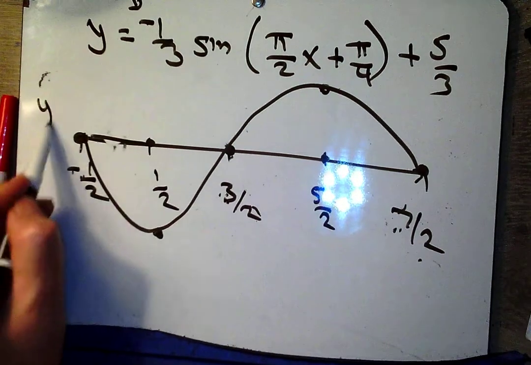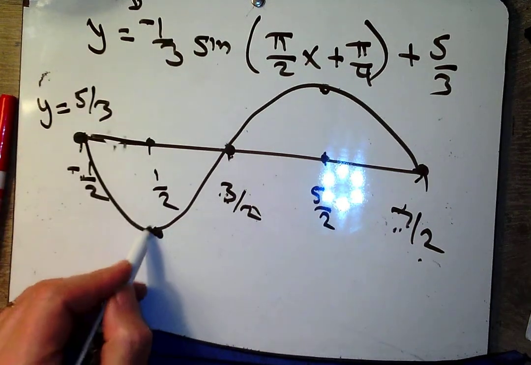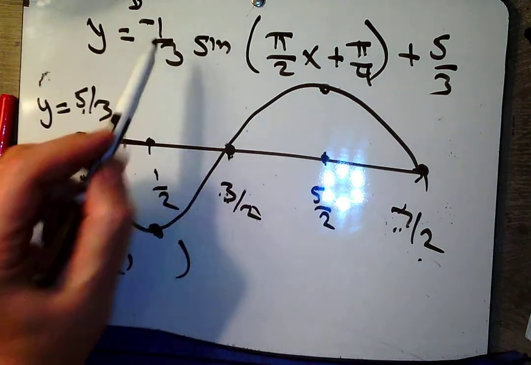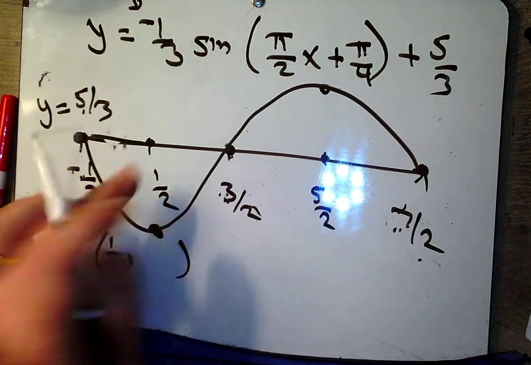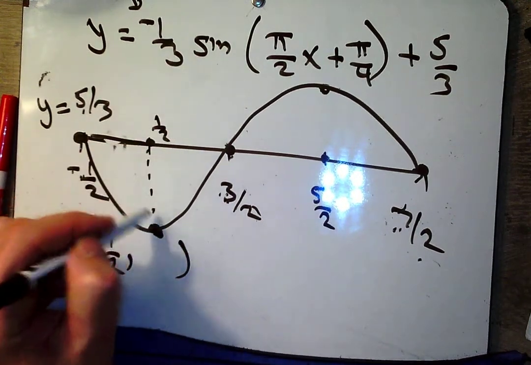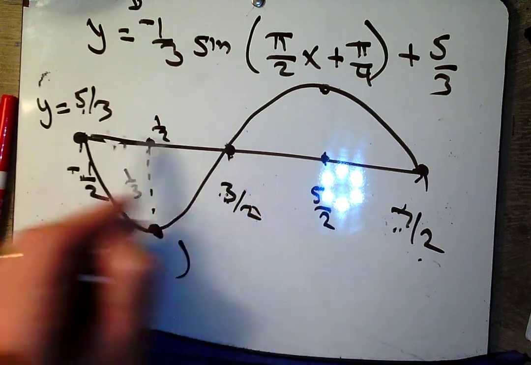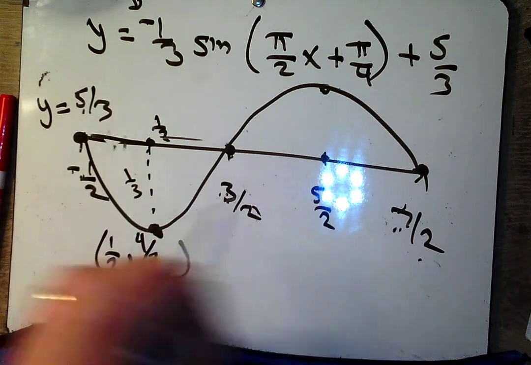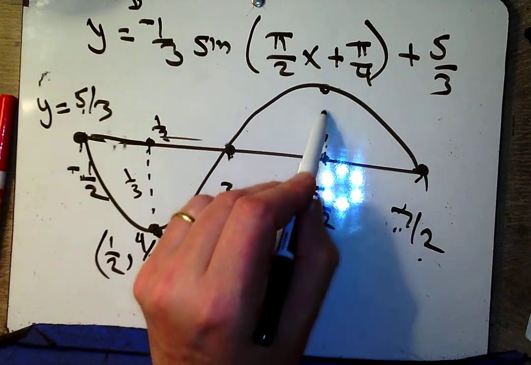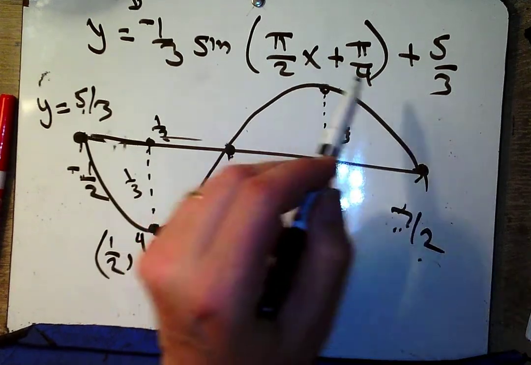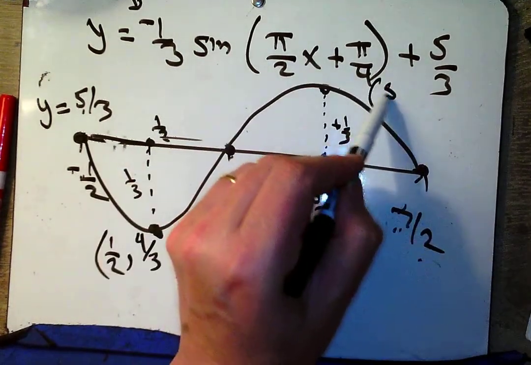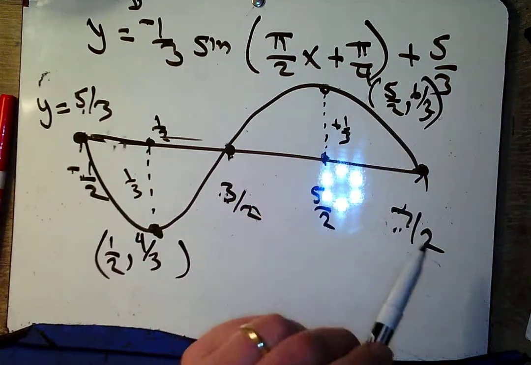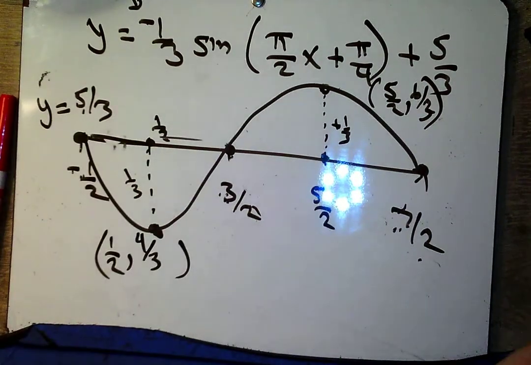Okay, this is y equals 5/3. Well, 5/3 minus 1/3: 5/3 is this y value, minus 1/3 is going to be 4/3. And 5/3 plus 1/3 is going to give me here a y value of 6/3, or if you like, 2. And there's my graph. All right.